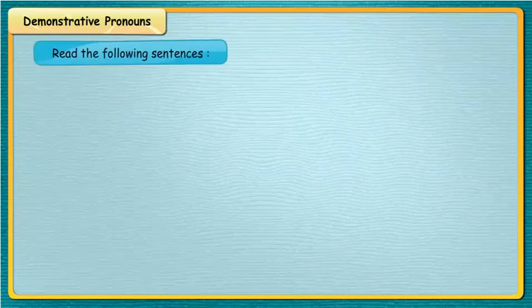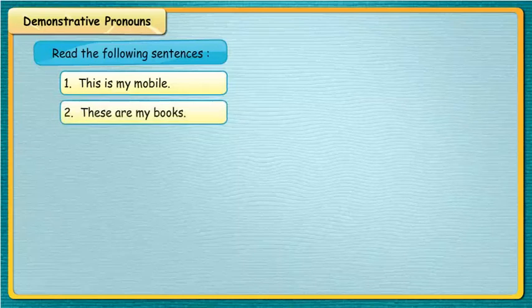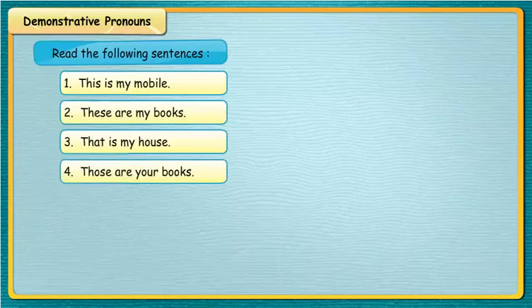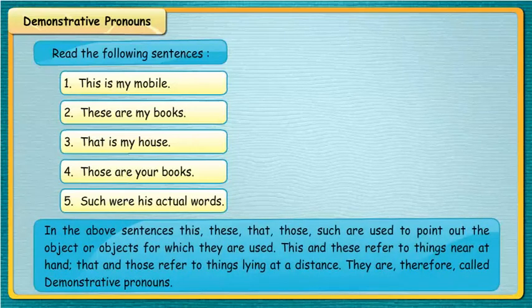Demonstrative pronouns. Read the following sentences. This is my mobile. These are my books. That is my house. Those are your books. Such were his actual words. In the above sentences, this, these, that, those, such are used to point out the object or objects for which they are used. This and these refer to things near at hand. That and those refer to things lying at a distance. They are, therefore, called demonstrative pronouns.